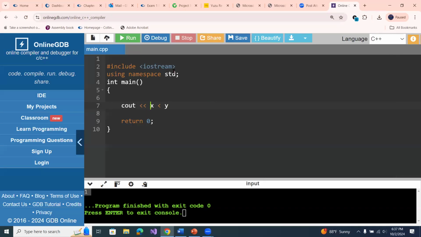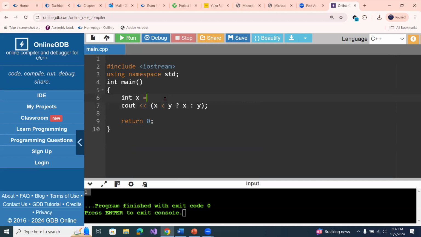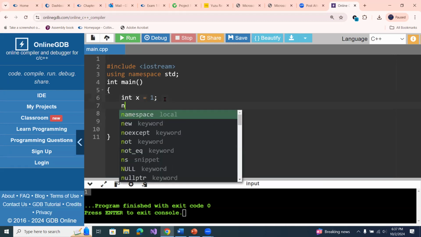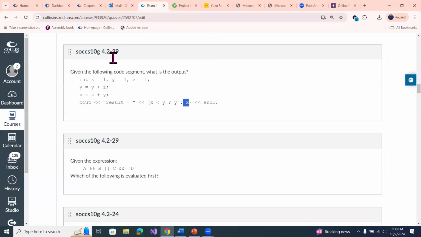And this is like an if statement. So we've got to put the parentheses, then the question mark, and then we're going to do x if true, y if false. So let's make it be true first and false second. So we'll make x equal 1, and we'll make y equal 1. So this is going to be false first. And actually, since x and y are the same, it's kind of hard to tell if it's true or false because they're all 1.